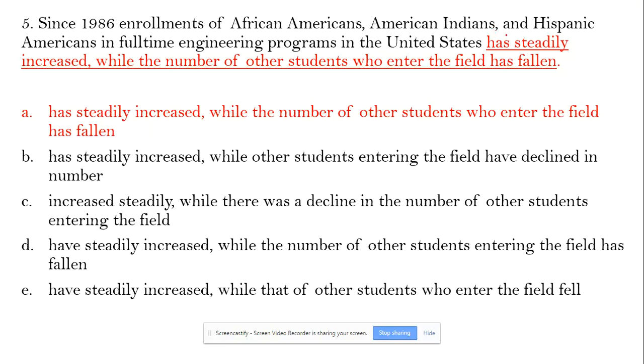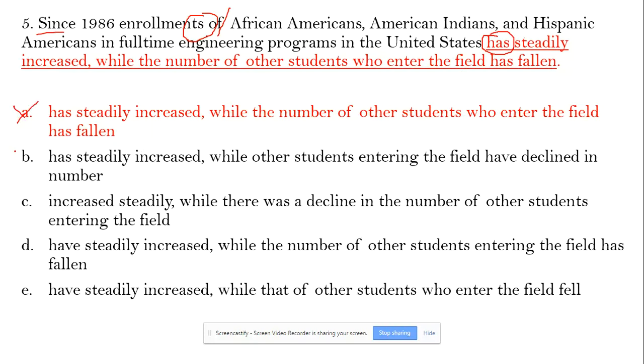All right, but the problem is "has", not because of tense, because when we use "since", "has" is fine because we need present perfect. But the problem is the subject is enrollments. Why? Because the rule is before the first preposition, whatever the word falls, is the subject. So "of" is the first preposition, so subject-verb agreement rule: "enrollments has steadily increased", but "enrollments have increased" should be the correct one.